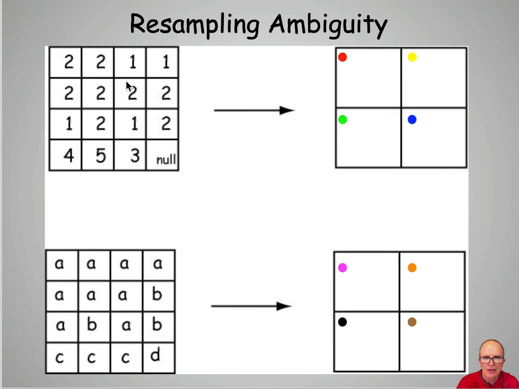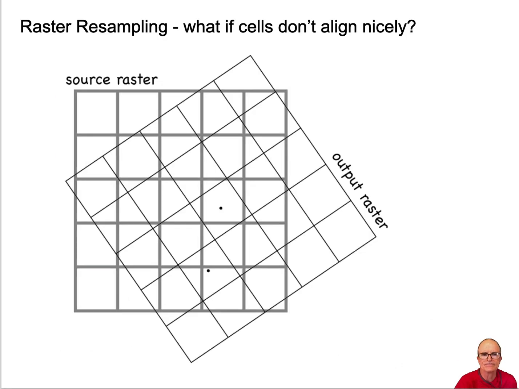So if you have numbers, this could be an average or median. If you have just categorical labels, then you typically have to say how you're going to process when you have a mixed set of labels. Raster resampling always occurs, or almost always occurs, when we're doing a projection, and with a projection or reprojection, we get cells that don't align nicely.